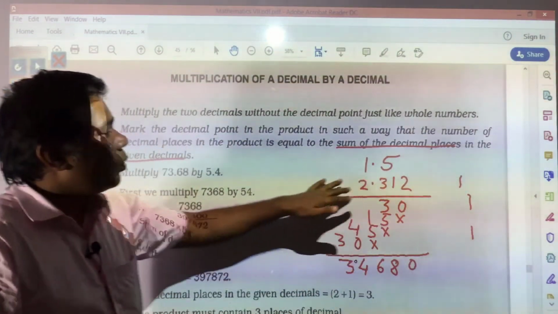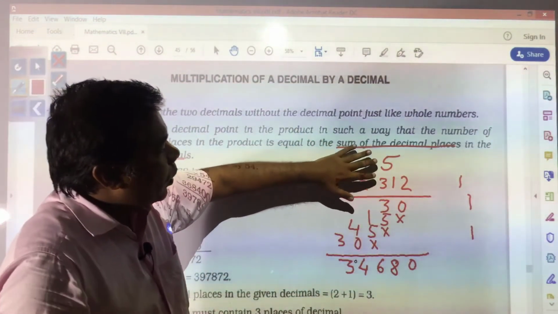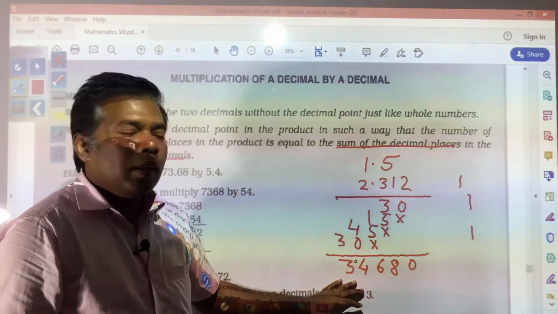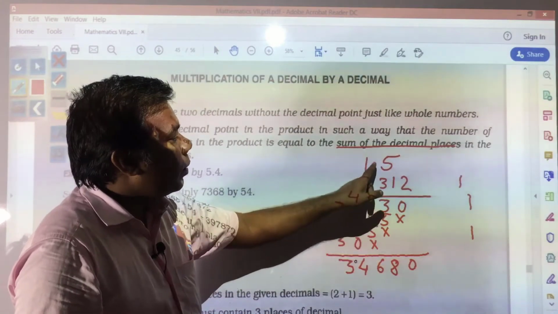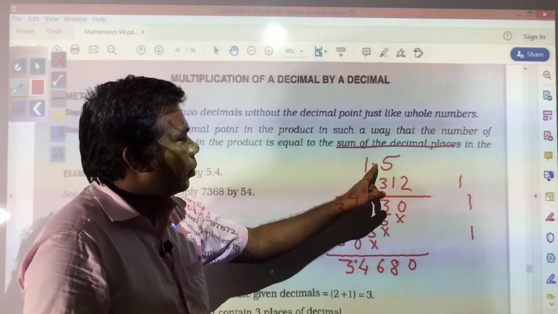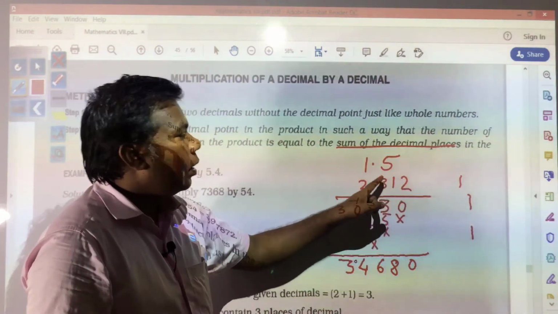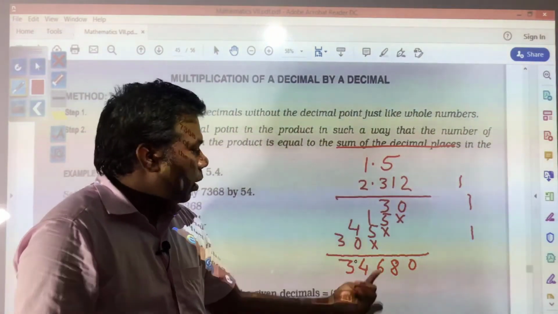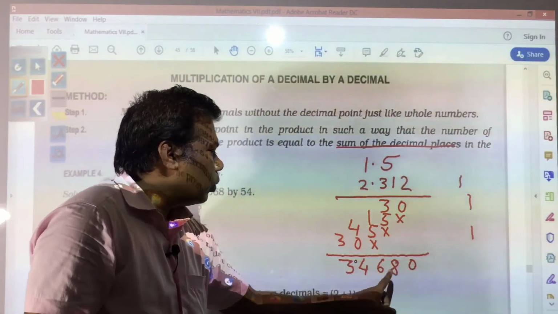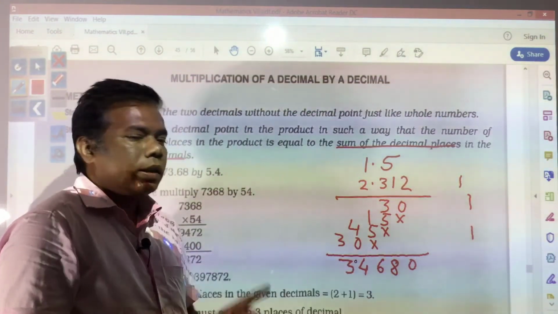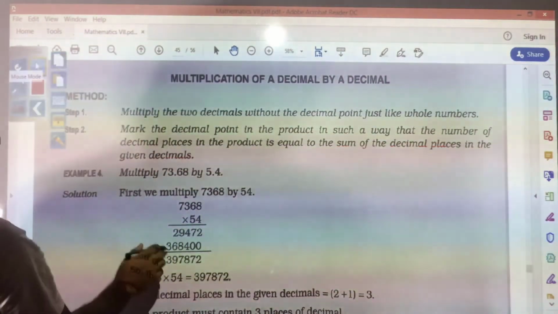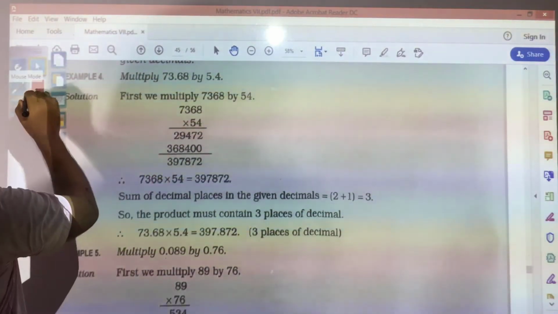So, what steps have we followed? Without the decimal, the numbers are required to be multiplied. Then in both you count how many digits are there after the decimal, and you add that. Suppose 1 and 3, 4 places you have. In the product you start counting from the right side 1, 2, 3, 4 and then you put the decimal and that will be your answer.